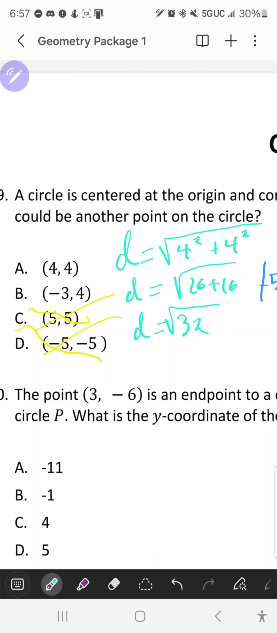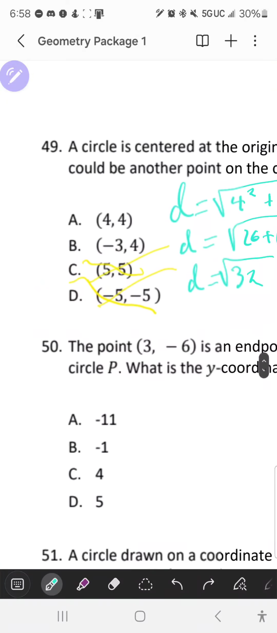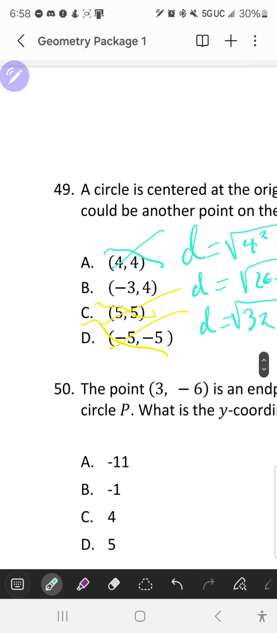We know that the square root of 25 is 5. So the square root of 32 is going to be greater than 5. So it's going to be somewhere over here. That point is greater than 5, so that's not what we're looking for.